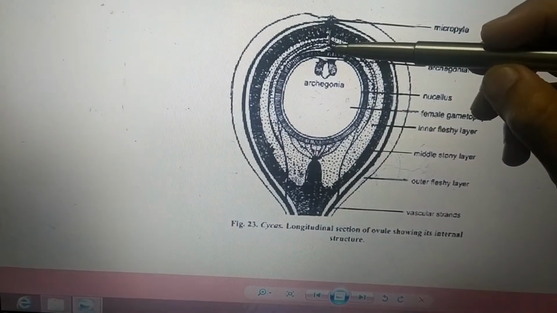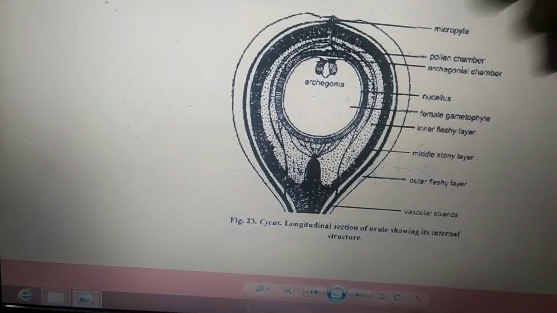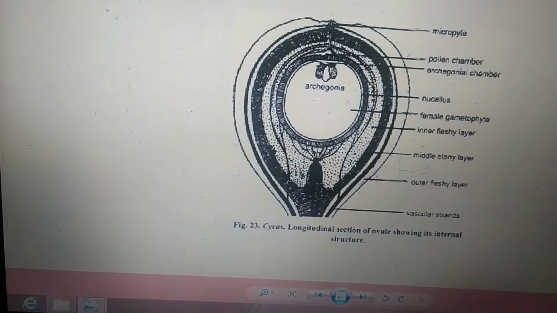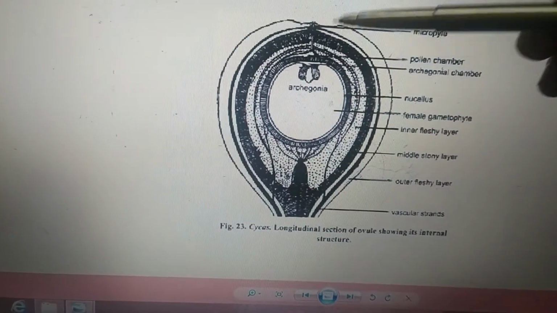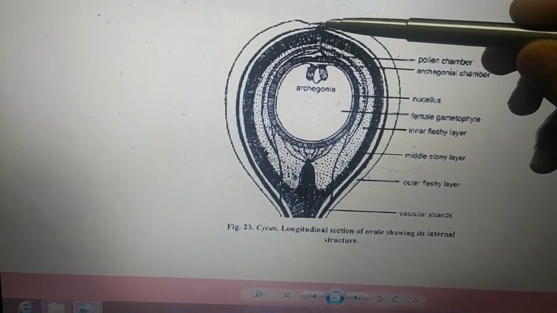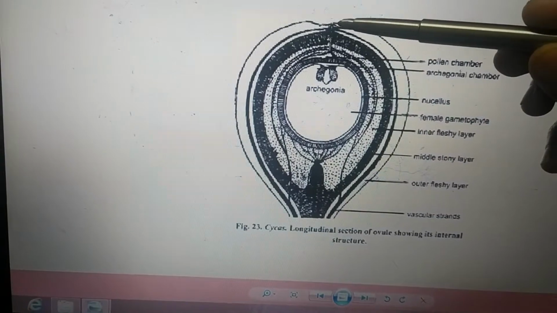So the nuclear beak cells present in the pollen chamber, this is the ovule, right? So the nuclear beak cells present in the pollen chamber are going to disintegrate and form a viscous fluid. This fluid is going to ooze out, come out and settle down over here at the micropyle end.